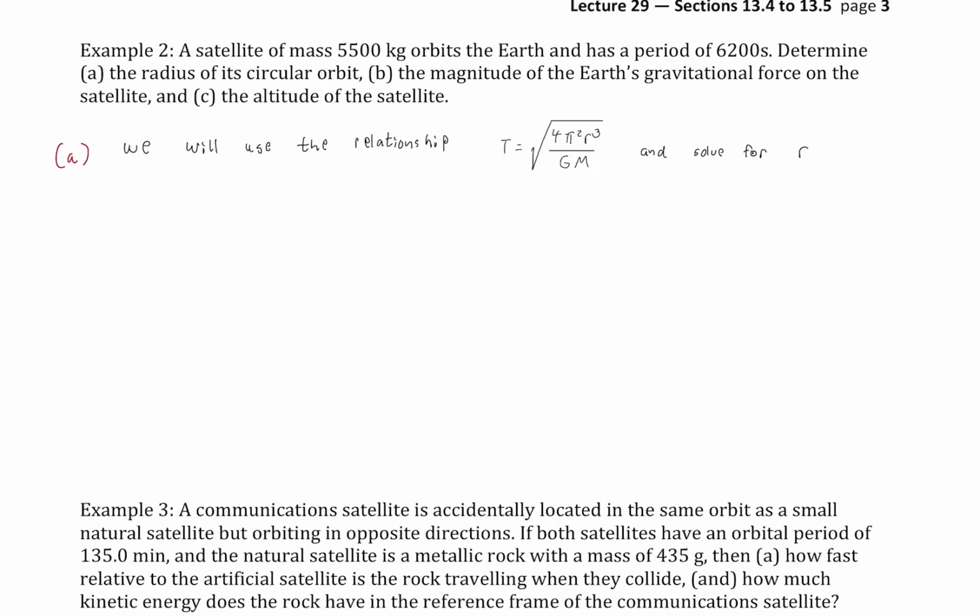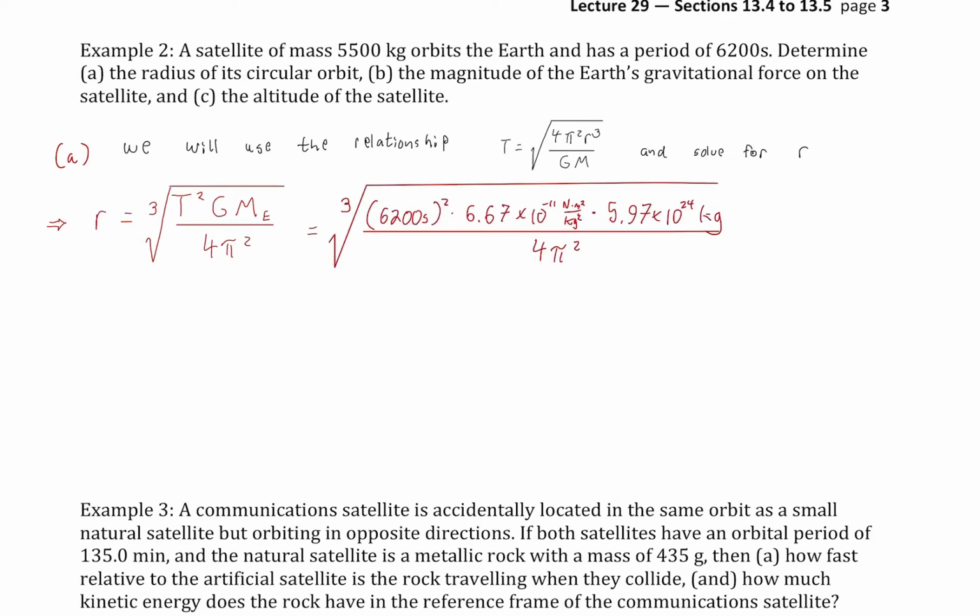Okay? So we'll use this relationship that we derived in the previous example. It's a convenient way to relate period to radius. All right? And we're going to then go ahead and solve for the radius from it. So we get that same cube root.